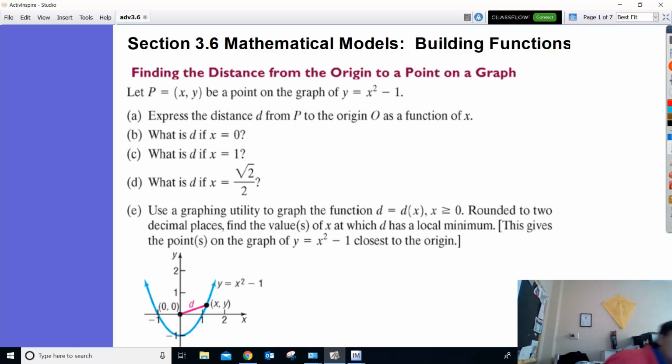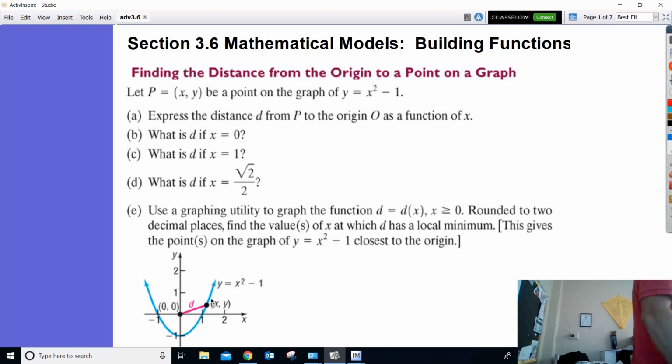We got some point (x, y), and it's a point on the graph of x squared minus 1. That's already been graphed for you. This is y equals x squared minus 1. And here's the point (x, y). And part A is to express the distance d from P to the origin as a function of x.